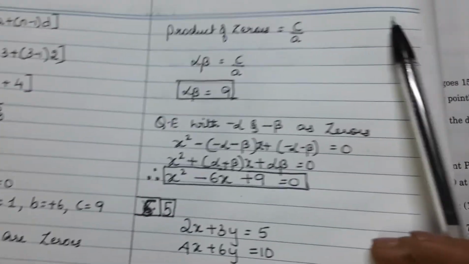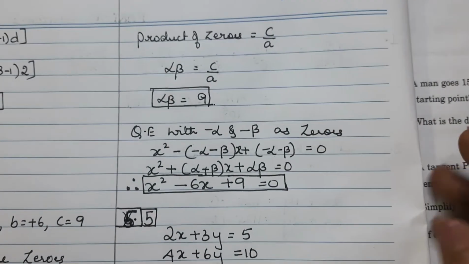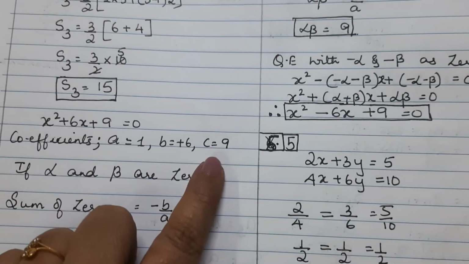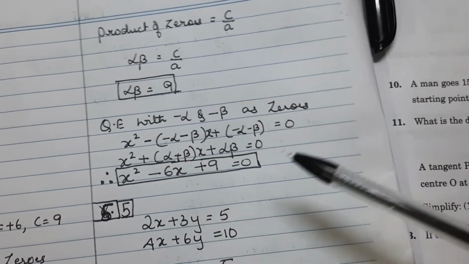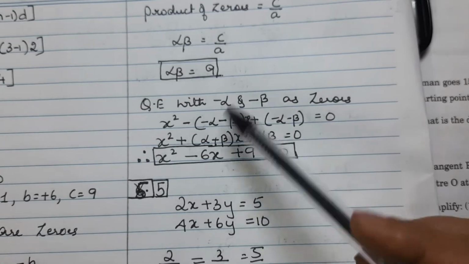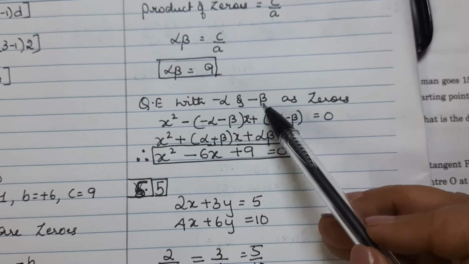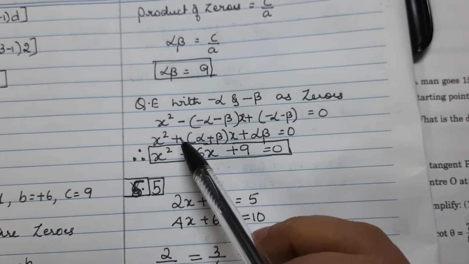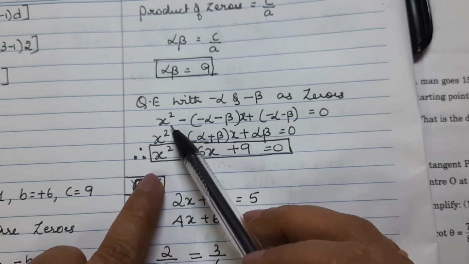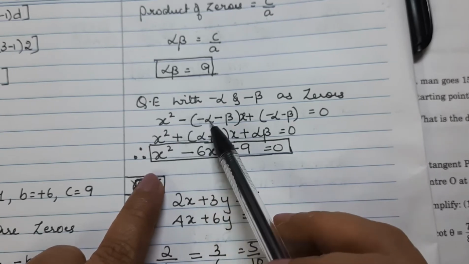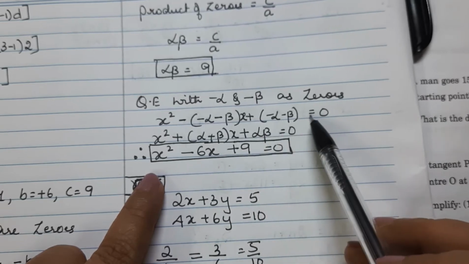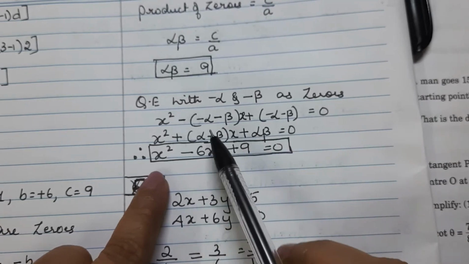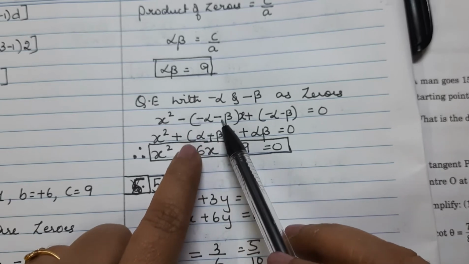And product of the zeros will be c by a. C here is 9 by 1, so we get alpha into beta is 9. But the new equation which we have to form, where minus alpha and minus beta are the zeros, the formula remains the same: x square minus sum of the zeros into x plus product of the zeros is equal to 0. But here minus alpha.